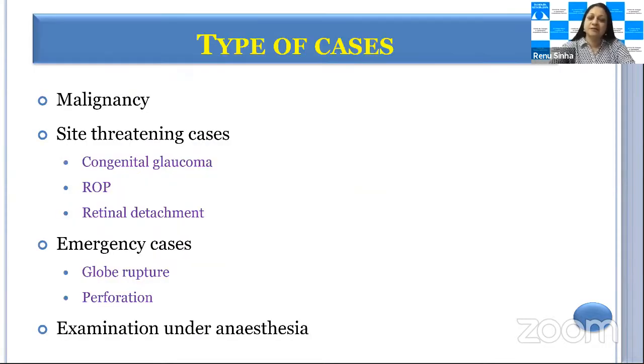The types of cases which we discussed for adults apply to children also: malignancy, sight-threatening cases, emergency cases. But one thing more, because children cannot show you their eye, the examinations of the eye are done under anesthesia. So these cases are also there, once they want to see whether perforation is there or not, whether the eye needs any surgery or not. So these short examinations are also done in this time under general anesthesia. Next slide, sir.